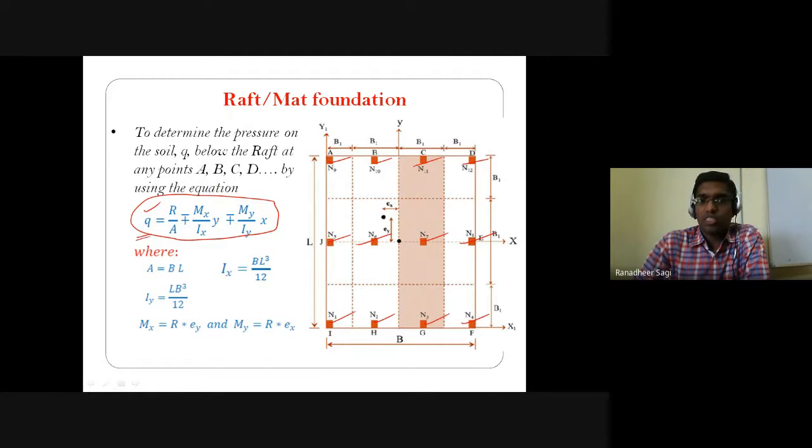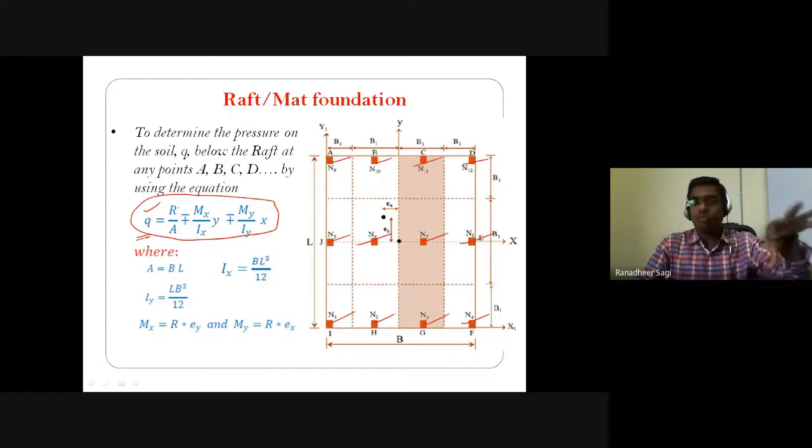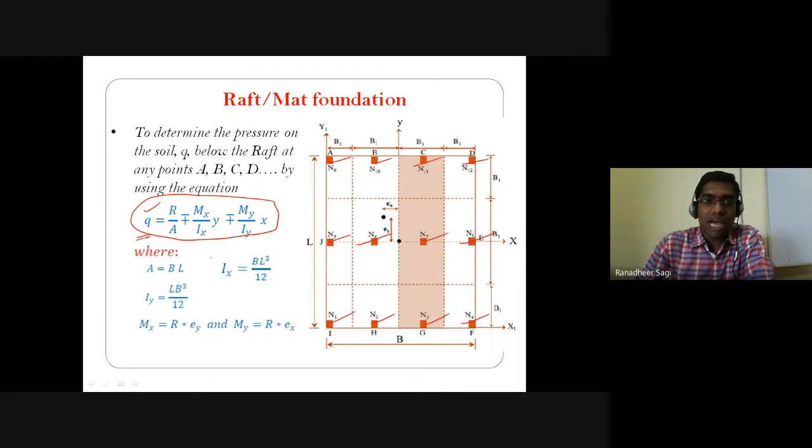So from the same expression we are talking about here, which is nothing but R by A, where R is the resultant force of the loads coming from all those columns which are connected to your raft. So the resultant force R here is equal to the load coming from column 1 plus column 2 plus column 3 and so on. If you have n columns structurally connected to the raft, the resultant of all those loads coming from those n columns is R.